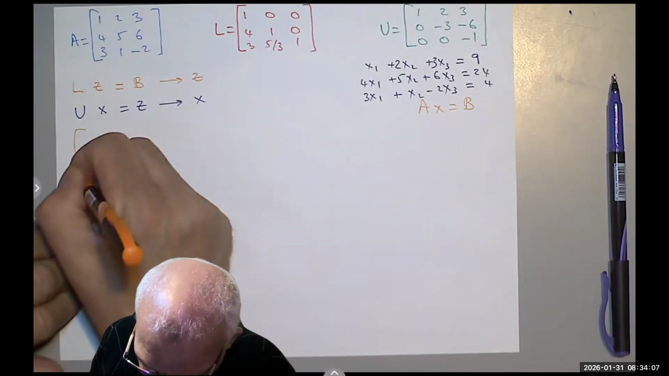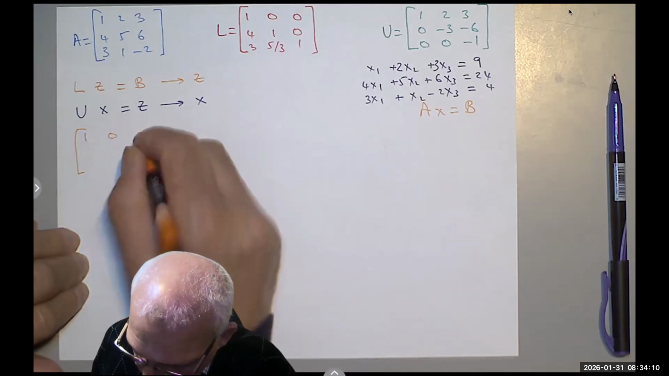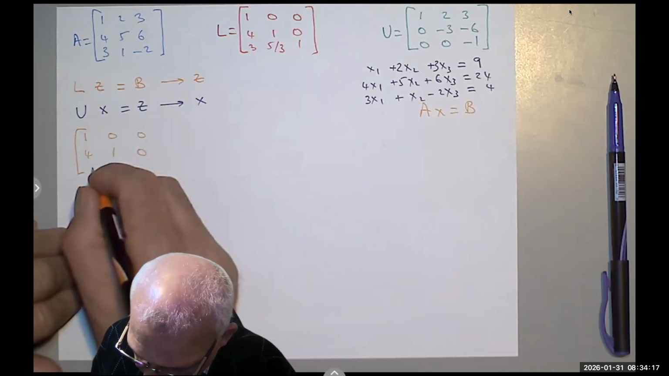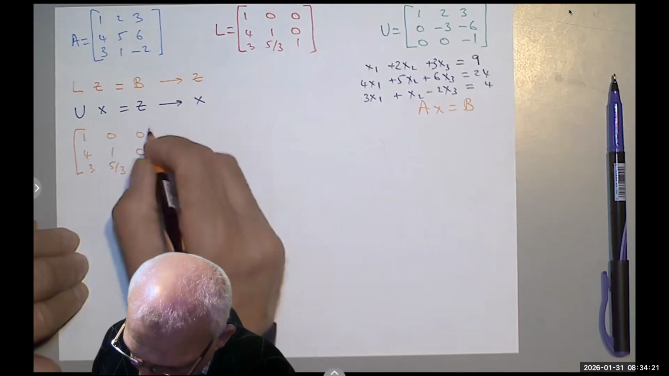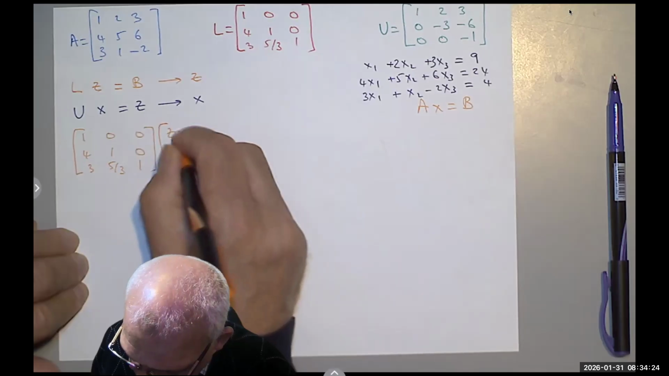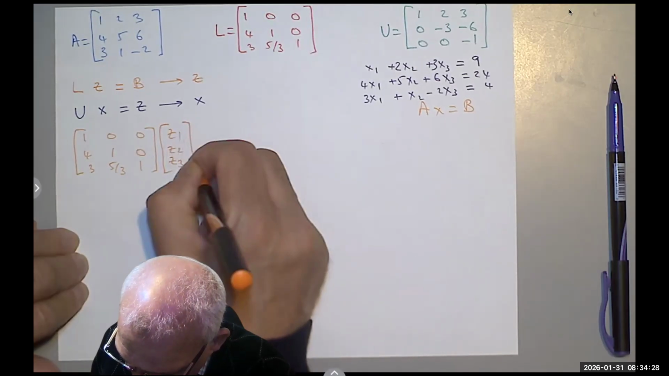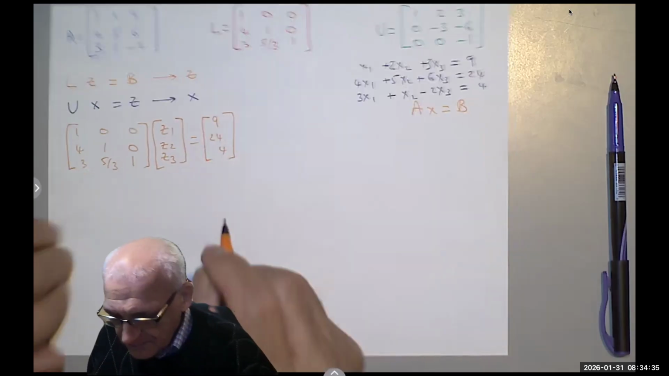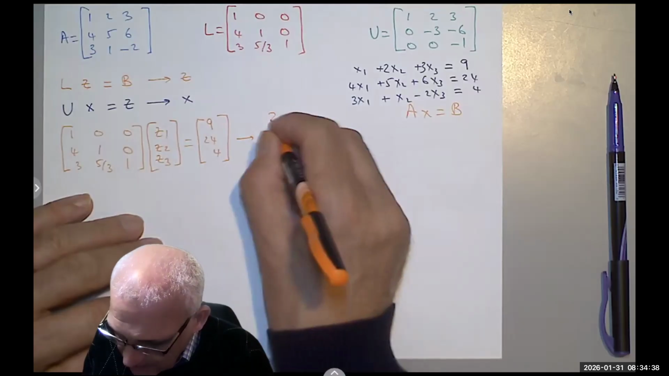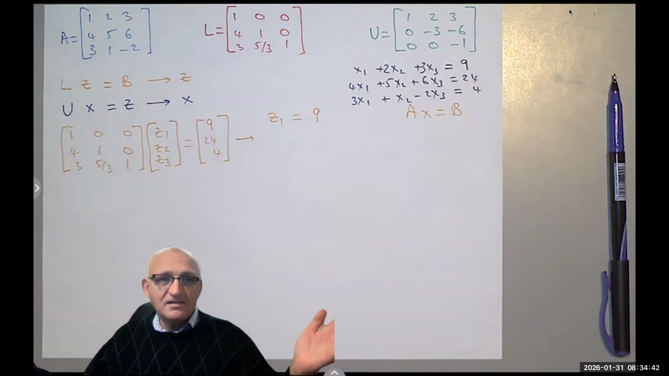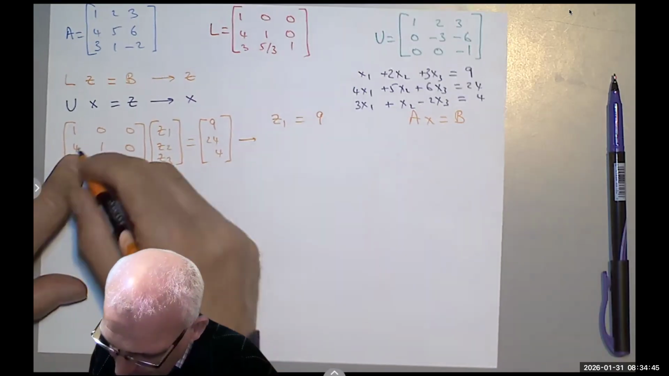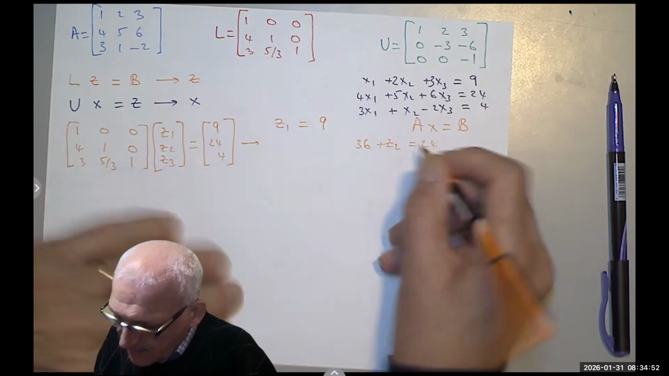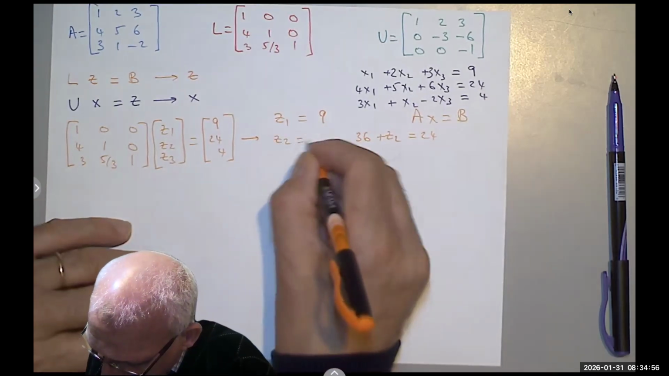So here is matrix L: 1, 0, 0, 4, 1, 0, and 3, 5/3, 1. If I multiply that by z1, z2, z3, which are artificial variables that I'm using, I will get 9, 24, and 4. I start from the top. So I get z1 equals 9. See, I didn't do anything. Then you move to the second row. You say 4 times 9, which is 36, plus z2 equals 24. Subtracting 36 from both sides, you get z2 is negative 12.